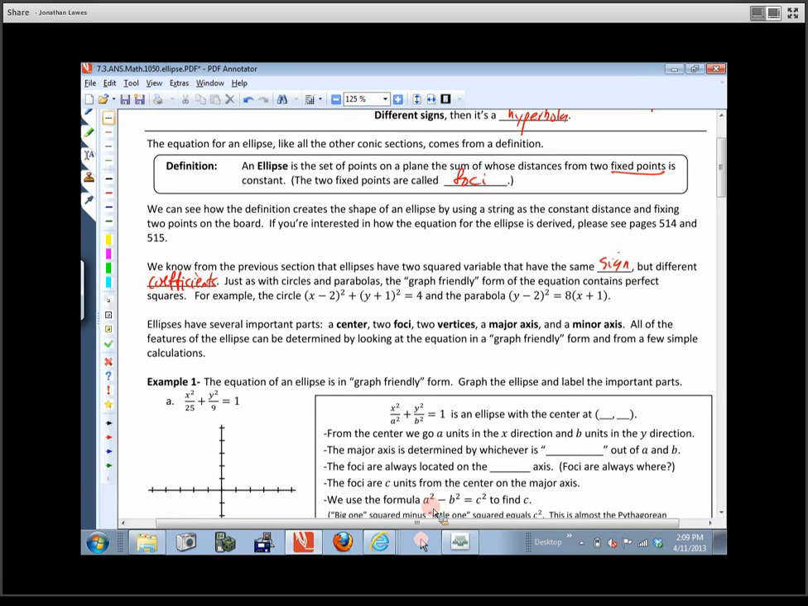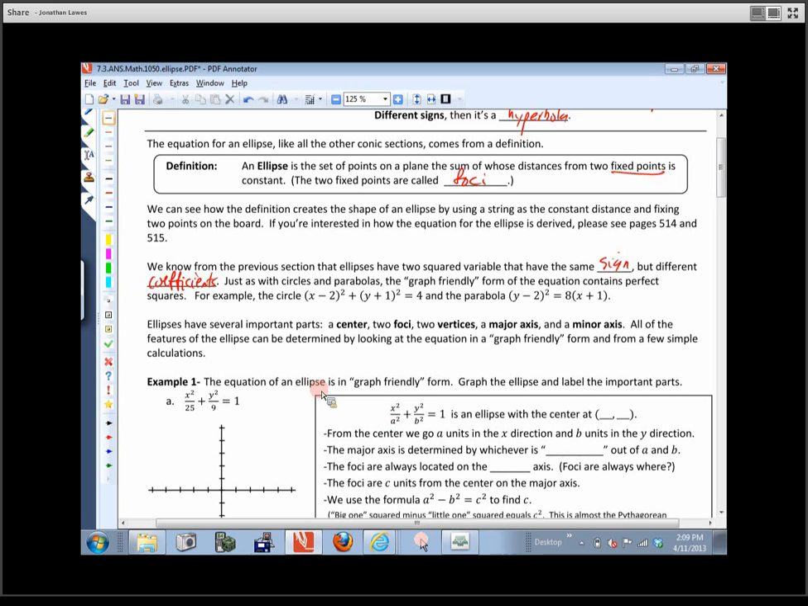And they are very similar to circles. In fact, toward the end, tomorrow, I'll show you how similar they are. But just like a circle, if we're going to put them in a graph-friendly form so that we can easily plot them on a plane, you've got to have two perfect squares in them. So this is a nice, easy circle to graph. This was a nice, easy parabola to graph, perfect square. If we're going to graph an ellipse, we've got to have a couple perfect squares.